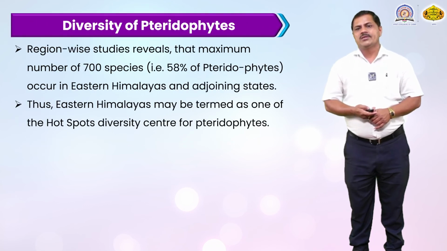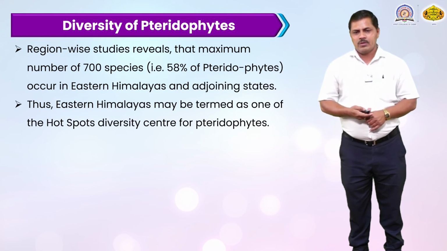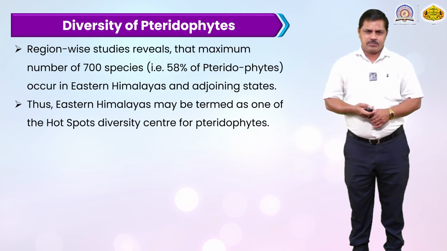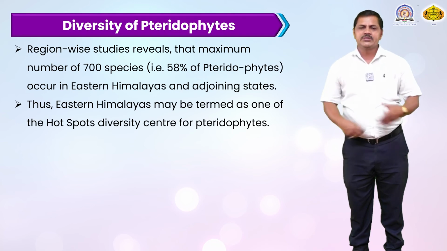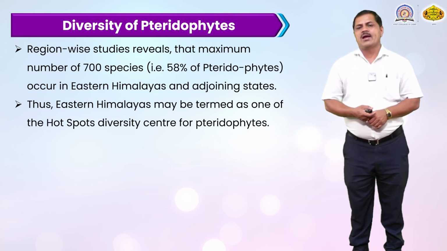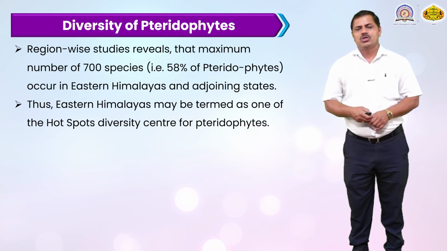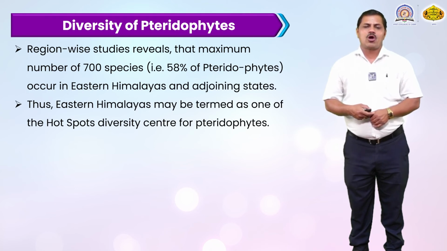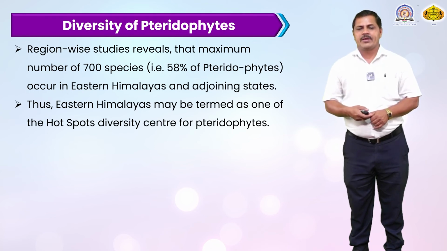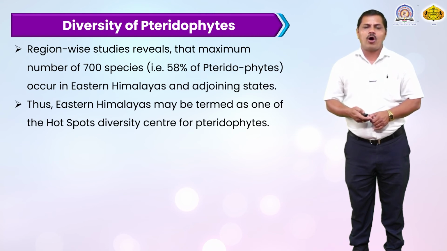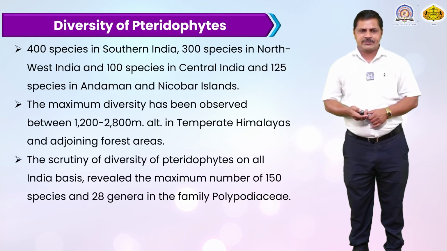Region-wise studies show that a maximum of about 700 species, meaning about 58% of pteridophyte species, occur in the eastern Himalayan region and adjoining neighboring states. Thus, the eastern Himalaya may be termed one of the hotspot diversity centers of the pteridophyte. In the Himalayan region, like Kullu, Manali and Darjeeling, most of the species occur there. They are suited to the temperature and climate, and hence it is called a hotspot of diversity of the pteridophytes.